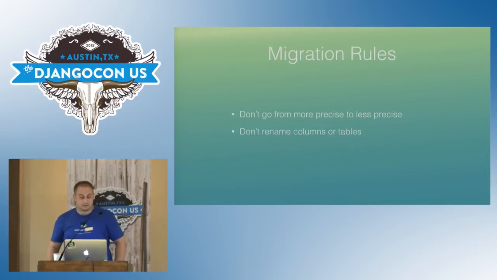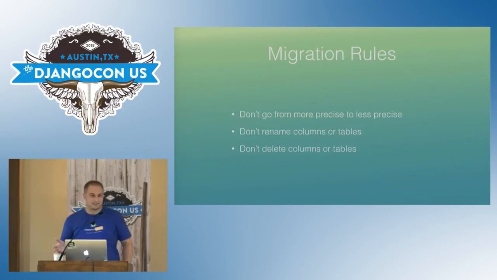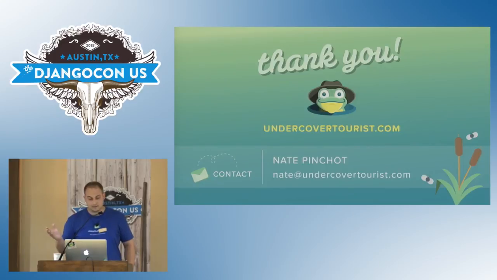Second, don't rename columns or tables. Instead, make a new column or table and copy the data from the existing table into the new one. And last but not least, don't delete columns or tables. There's no instead on this one, just don't delete them. You can delete them eventually, obviously, you don't want your database to fill up and run out of space, but wait a few versions out and then delete them in case you need to roll back or in case the deploy fails. So that's it.